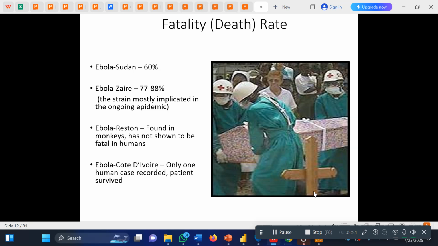The Ebola fatality rate for Sudan and that of Zaire is estimated to be about 60%. Ebola Zaire is about 77 to 88%, which is actually the highest. Ebola Reston, found in monkeys, has not been shown to be fatal in humans. However, in the Democratic Republic of Congo, only one human case has been recorded so far, and the patient also survived.